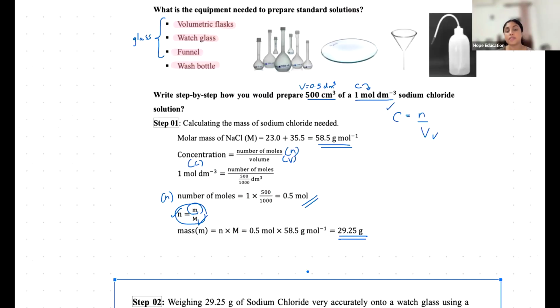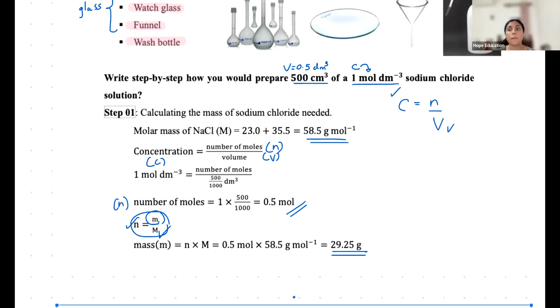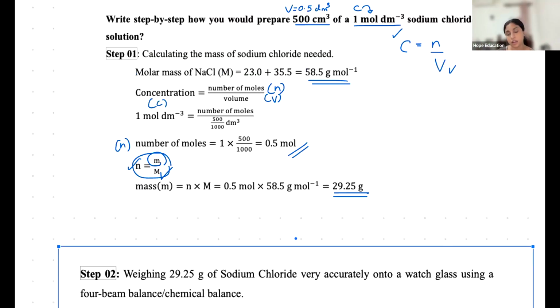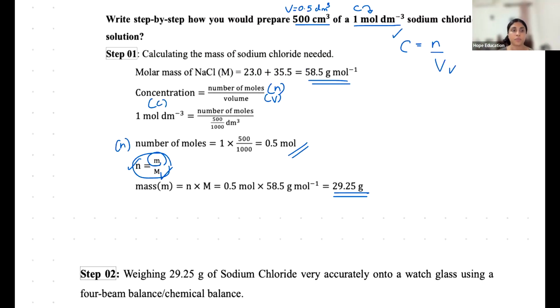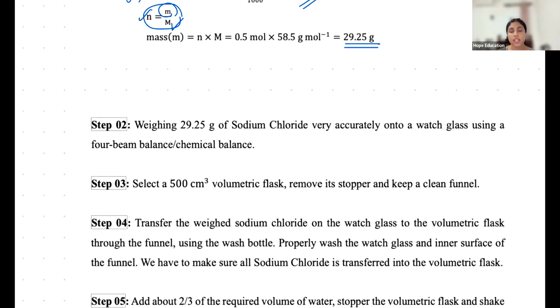So whenever you are asked to prepare a standard solution with a certain volume, ඔයා මුලින්ම බලන්න ඕනේ what is the mass of sodium chloride I need to create this standard solution, and that mass we get from a calculation. That is step number 1. Then step number 2. Now I already got the mass as 29.25.